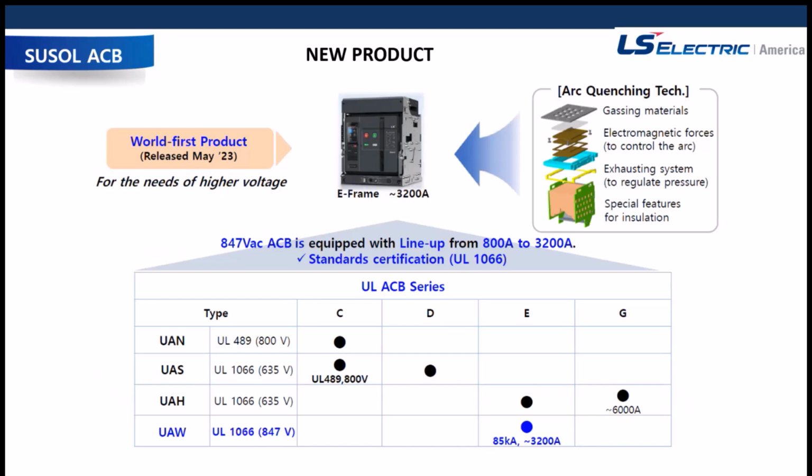So under our SUSOL line, which means it's UL, we have a UAS structure of 635. It's UL 1066. We're going to be going over the certifications and UL later in the slide deck. We'll have it there for anybody available.